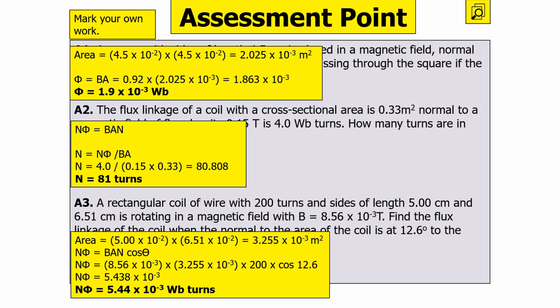And then finally, in the last question, we know the area is equal to 5 times 10 to the minus 2 times 6.51 times 10 to the minus 2, which is 3.255 times 10 to the minus 3 meters squared. We know the flux linkage is equal to BAN cos theta, so you can pop in your values. You got your value for A, which you just worked out. We're given the value for B in the question. We are given the value for N in the question. We know the angle is 12.6, so therefore we get our answer out to be 5.44 times 10 to the minus 3 Weber turns.